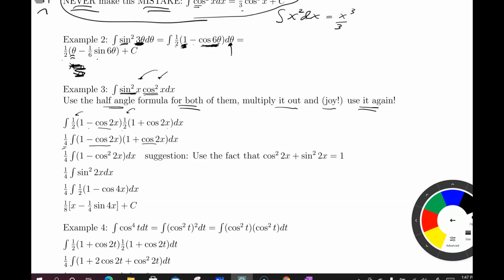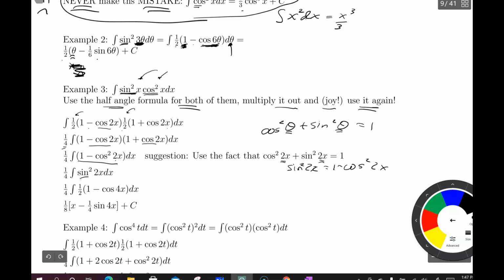So we know this identity, right? Cosine squared of theta plus sine squared of theta is 1, correct? As long as the angle is the same, and this angle is the same, 2x, right? So then I can replace 1 minus cosine squared of 2x with sine squared of 2x, right? So take this out, substitute this in.